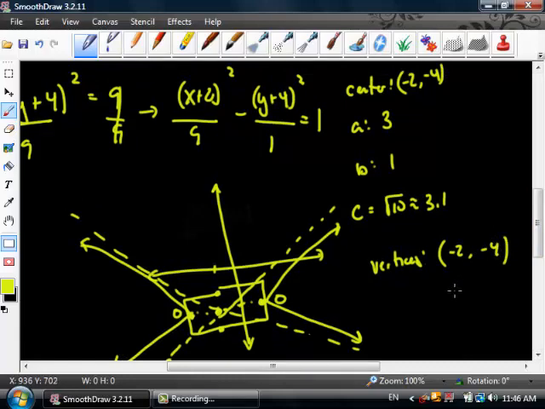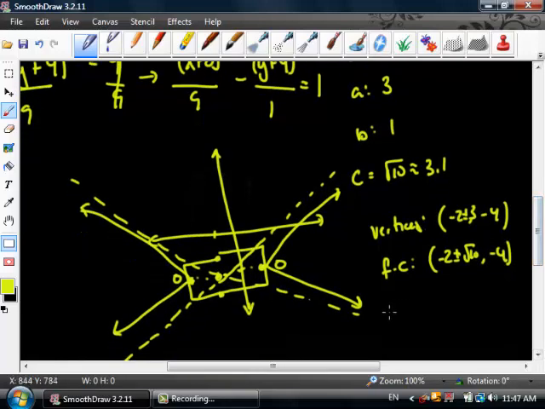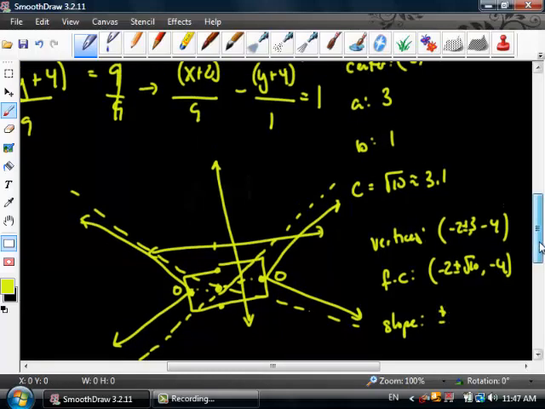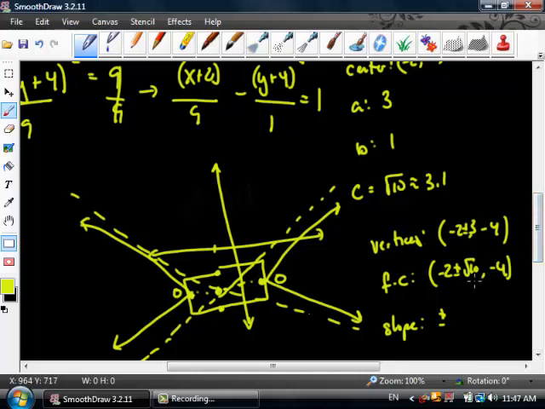Which one of those gets the plus or minus? Chris? X. -2 plus or minus 3, comma -4. And then the foci, or the focal coordinates, are going to be -2 plus or minus rad 10, comma -4. And then what is the slope of the asymptotes? I'll give you a hint, it's plus or minus. What's the slope of the asymptotes here? Chief? Not 3 over 1. Dom? 1/3. Okay, right, it's always y over x, right? Y over x. Okay.